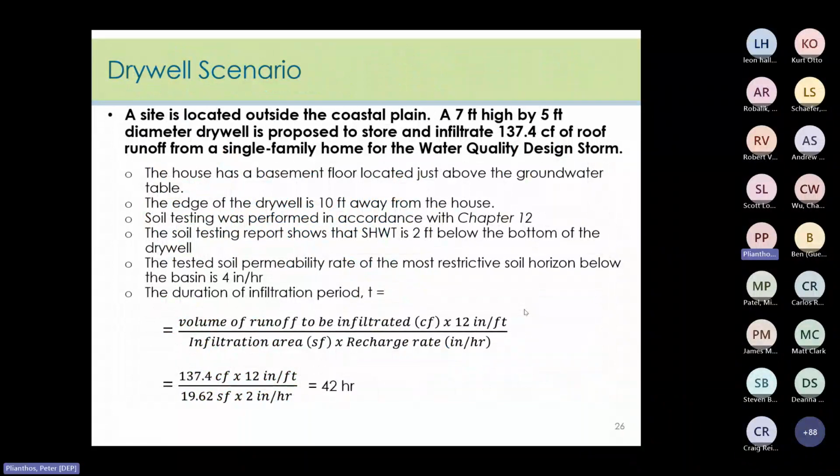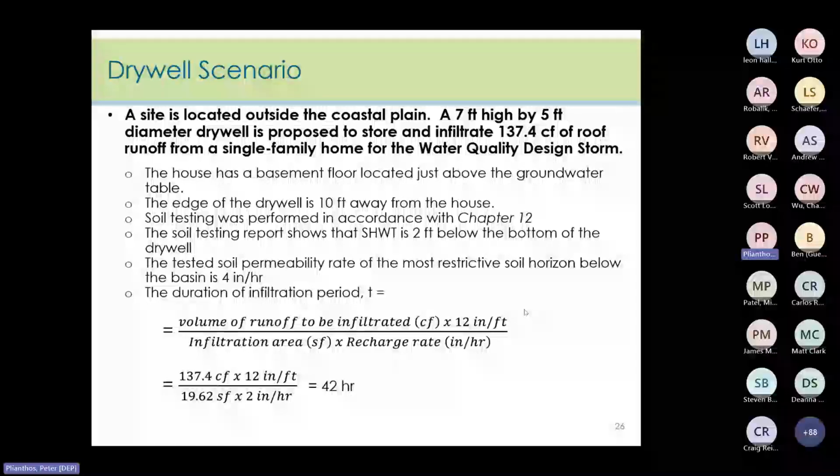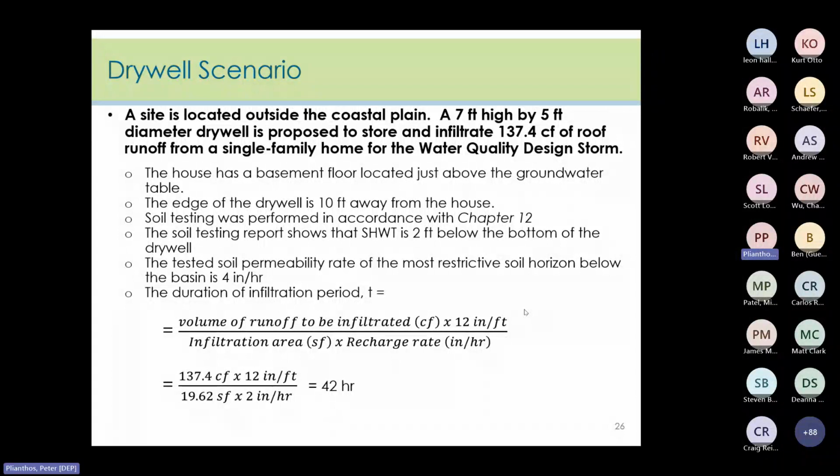We're going to look at a dry well for the example of an adverse impact. Even a small BMP can cause one. So for this example, a site is located outside the coastal plain. A 7-foot high by 5-foot diameter dry well is proposed to store and infiltrate 137.4 cubic feet of roof runoff from a single-family home for the water quality design storm.